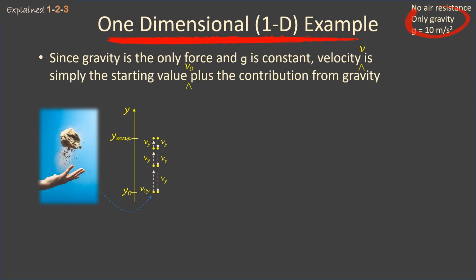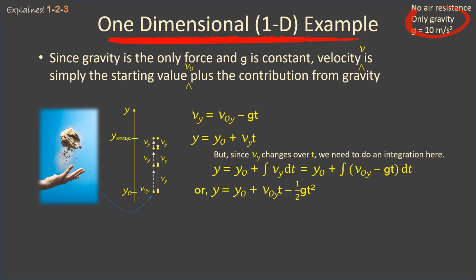We know acceleration is the change of velocity, and in this case, it's negative g, because gravity points downwards, and it's constant. Remember, we define up as positive and down as negative. So, the velocity in the y direction, v sub y, is just the initial velocity v sub 0y, minus g times t. The y position is the starting position, y sub 0, plus velocity, v sub y, times time t. But, since v sub y changes over time t, we need to do an integration here.